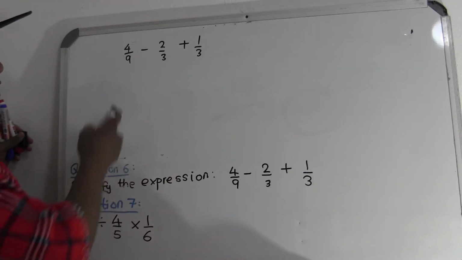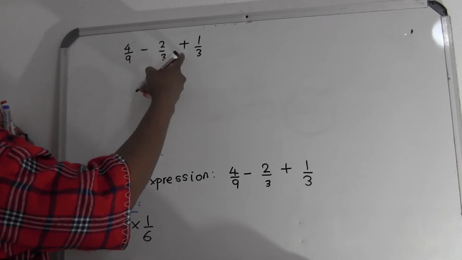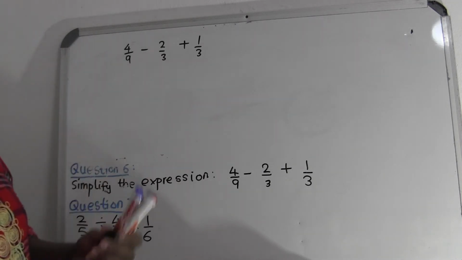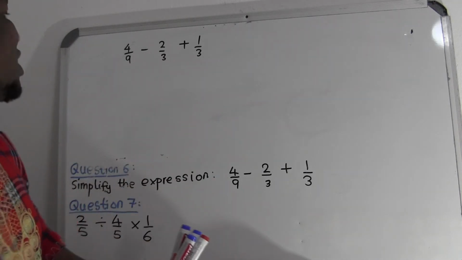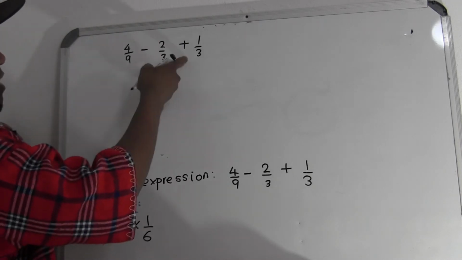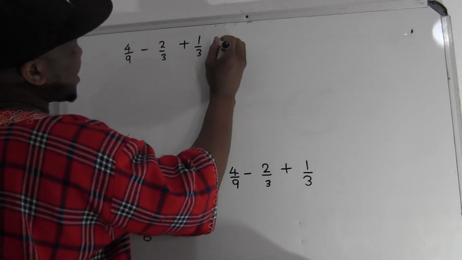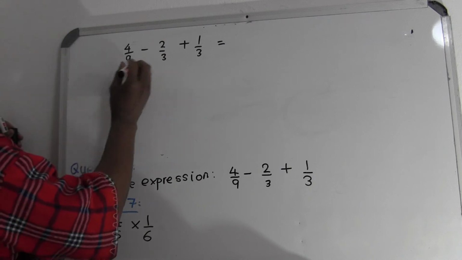You know why? Because it's plus and minus, so I don't have to stress much about separating. If you want, you can separate. Since it's plus and minus, I don't have to stress that much. You say, which number is going to be common for all? Oh, this is 9, 3, 3.